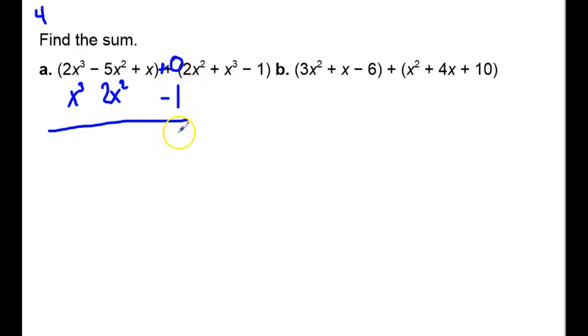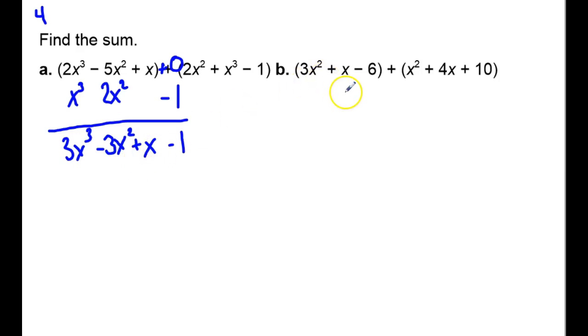So I know that 0 plus a -1 is -1. X plus 0 is x. Negative 5x squared plus 2x squared is a negative 3x squared. And then 2x cubed plus x cubed is 3x cubed. So here's my final answer.